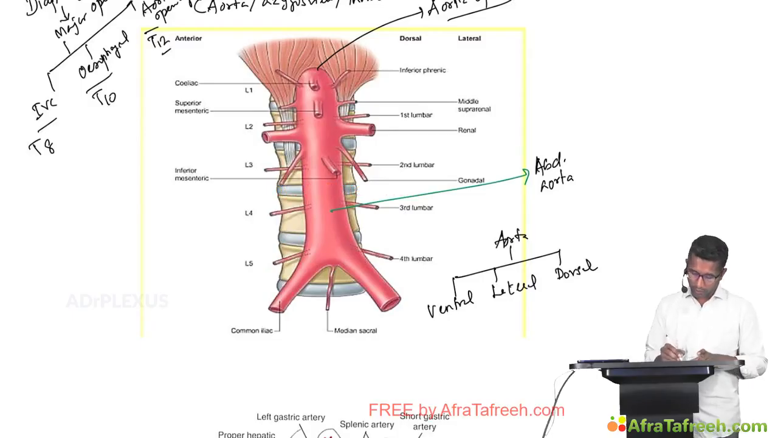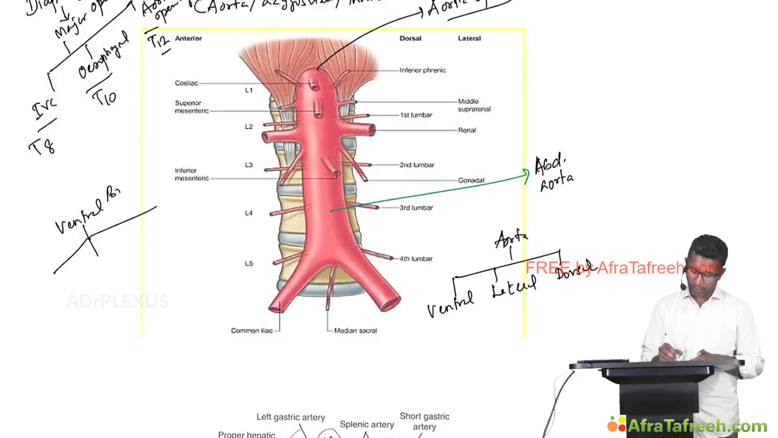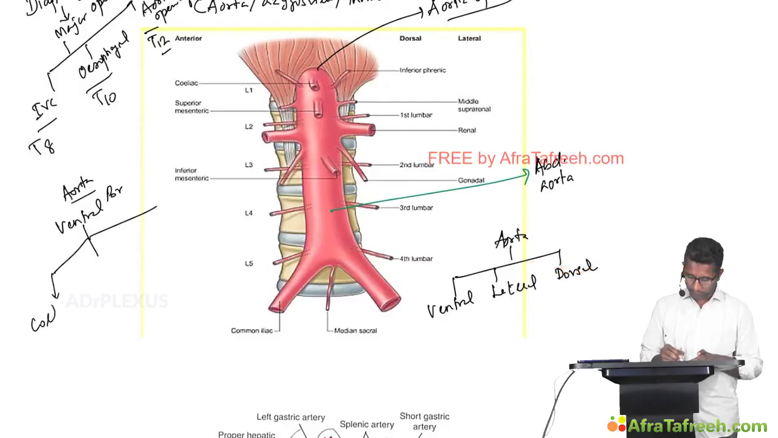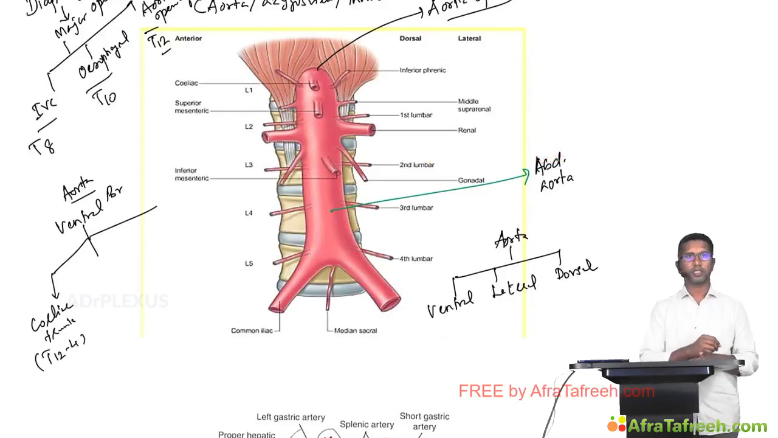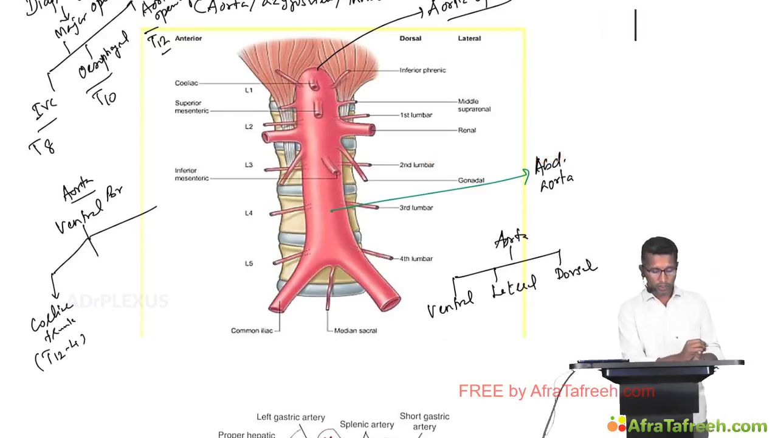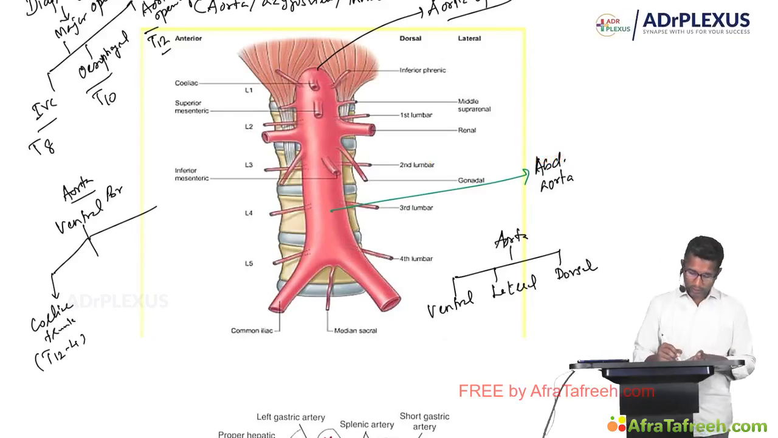So what are the ventral branches? From the ventral side you get three branches of the aorta. One is the celiac trunk, which arises at the level of the T12-L1 junction. The next ventral branch is the superior mesenteric artery, which arises at the level of L1.